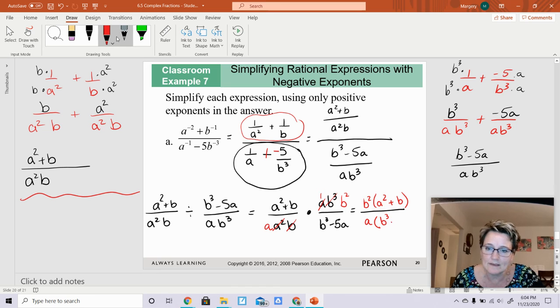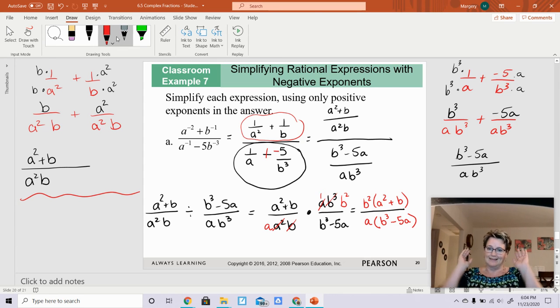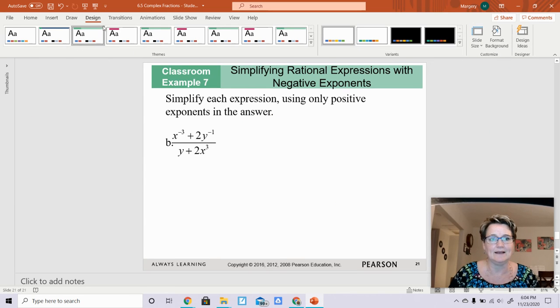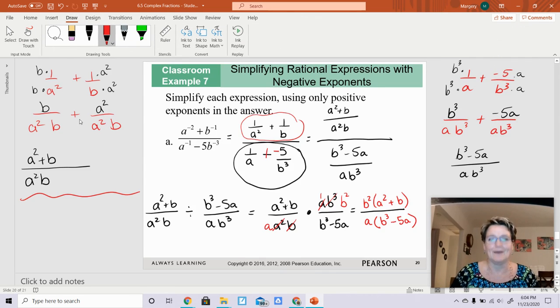Oh, yeah, you don't have to actually distribute it out. You could if you want to, but you don't have to. And that is it. Can't do anything else. You're finished. That's your answer. All right. Let's go down here to the next one. I think this is our last one, and we're almost finished.